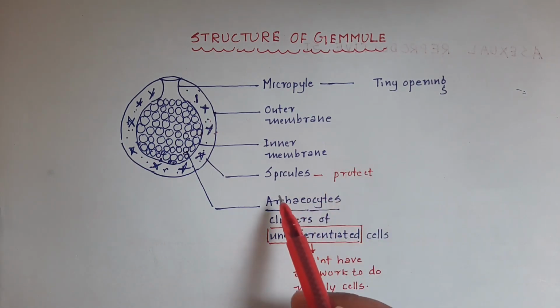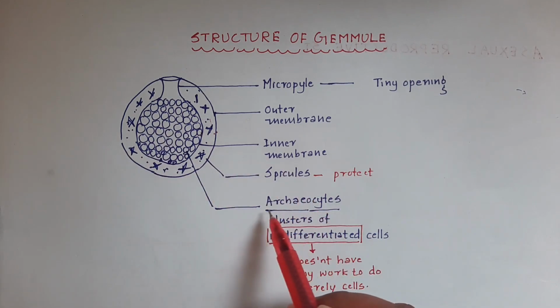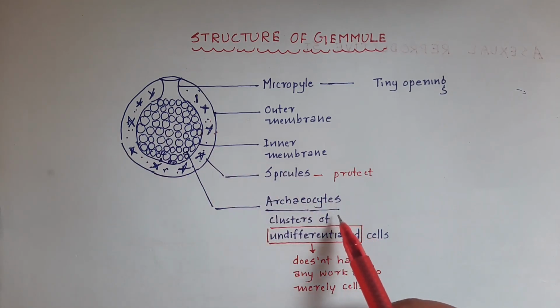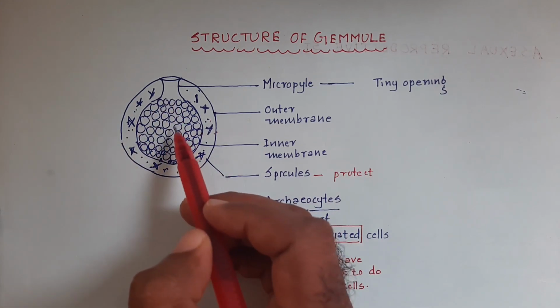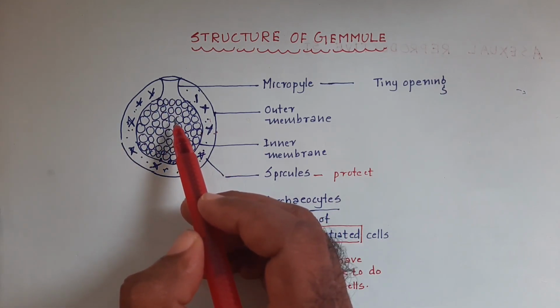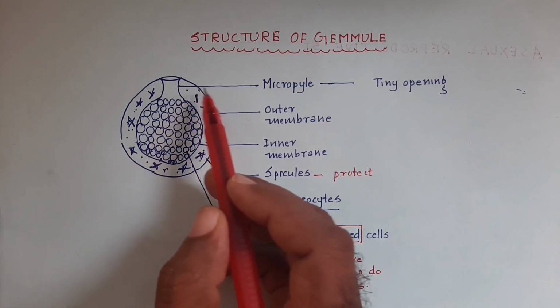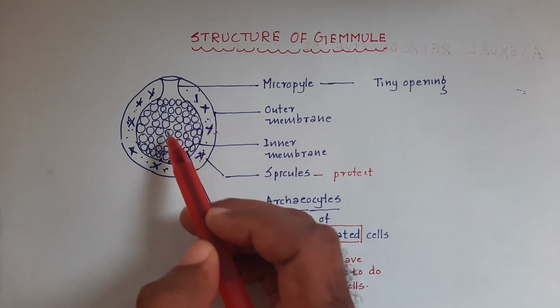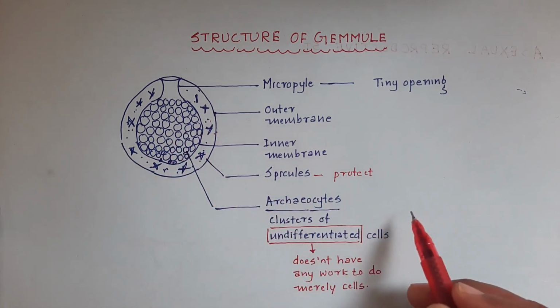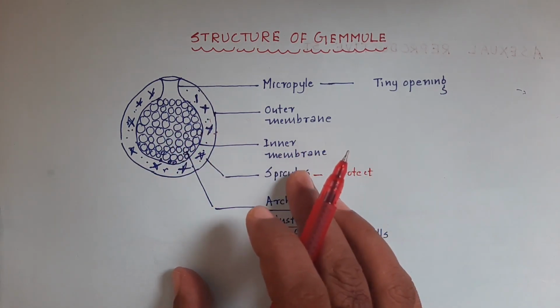In this structure the archaeocytes are very important. These are called totipotent cells. Why are these called totipotent cells? Because they have the ability to germinate into a new adult sponge. That is why these are known as totipotent cells. So this is all about the structure of a gemmule.